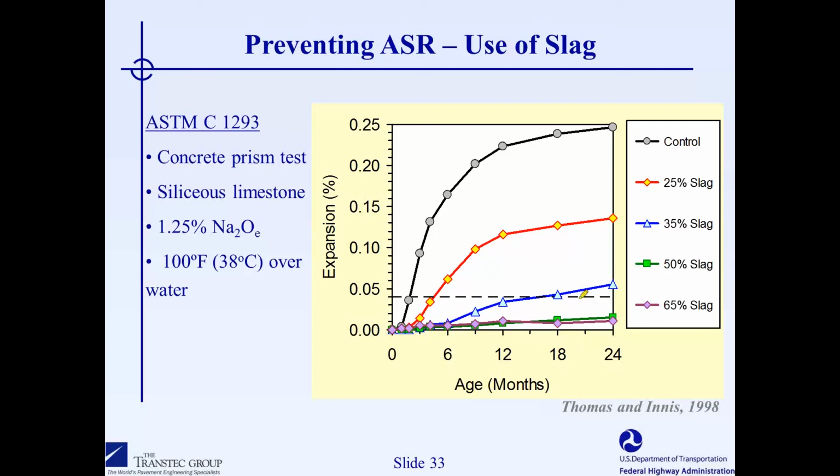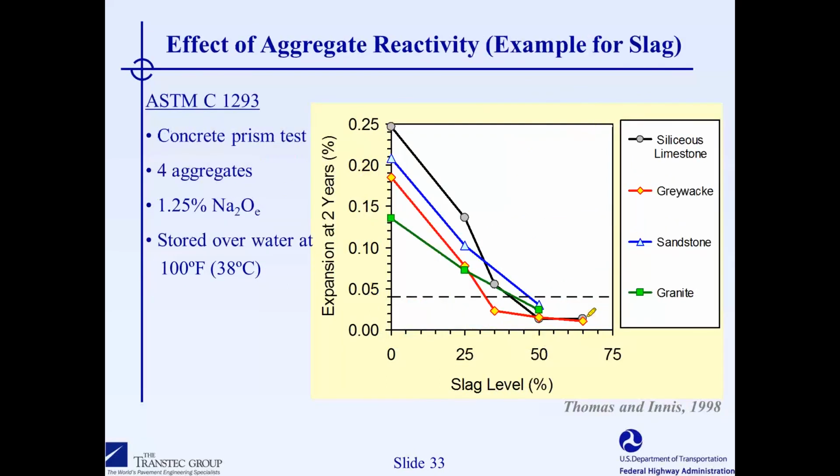What about slag? Well, this is another graph showing us expansion as a function of age. And here's our control again, similar to the last control. And we can see we can control ASR by using increasing amounts of slag, 25, 35, but we might need to get somewhere above 35% to actually control expansion. In this case here, 50 and 65% are working very well.